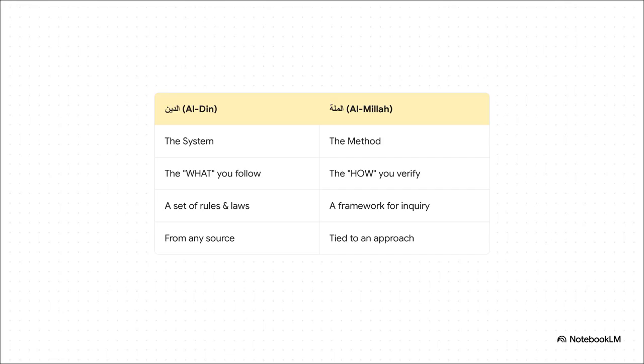Okay, let's just lay this out side by side so it's super clear. Din is the system, Millah is the method. Din is the what you follow, Millah is how you verify it's true. Din is just a set of rules. Millah is your whole framework for inquiry. This difference right here, it is the absolute key to understanding everything else we're about to talk about.